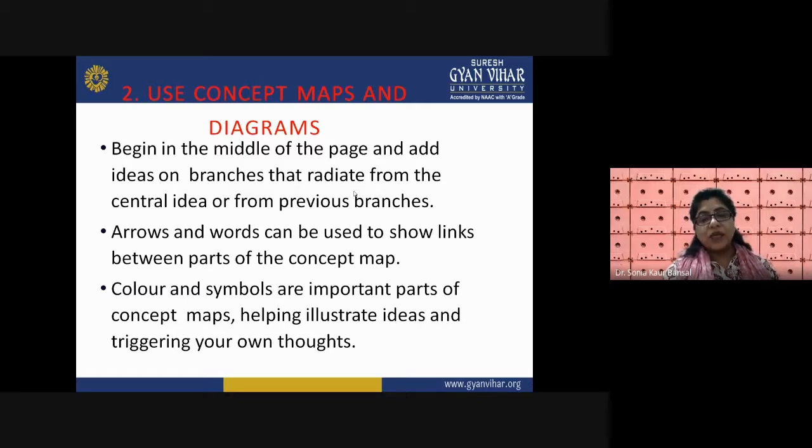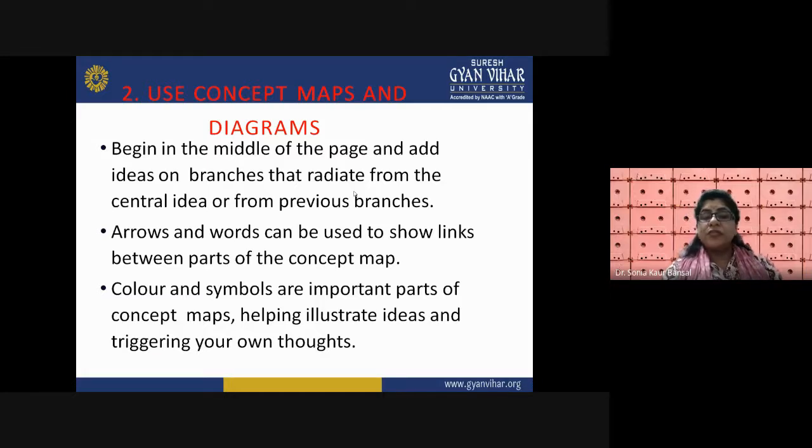So this is very important: to draw the concept map. I really hope all of you will draw a concept map of any content, and it will give you good ideas and good learning capacity from your concept. Colors and symbols are important parts of concept maps. These are very important. You can highlight your concepts or symbols with light colors, which help illustrate ideas and trigger your own thoughts also.